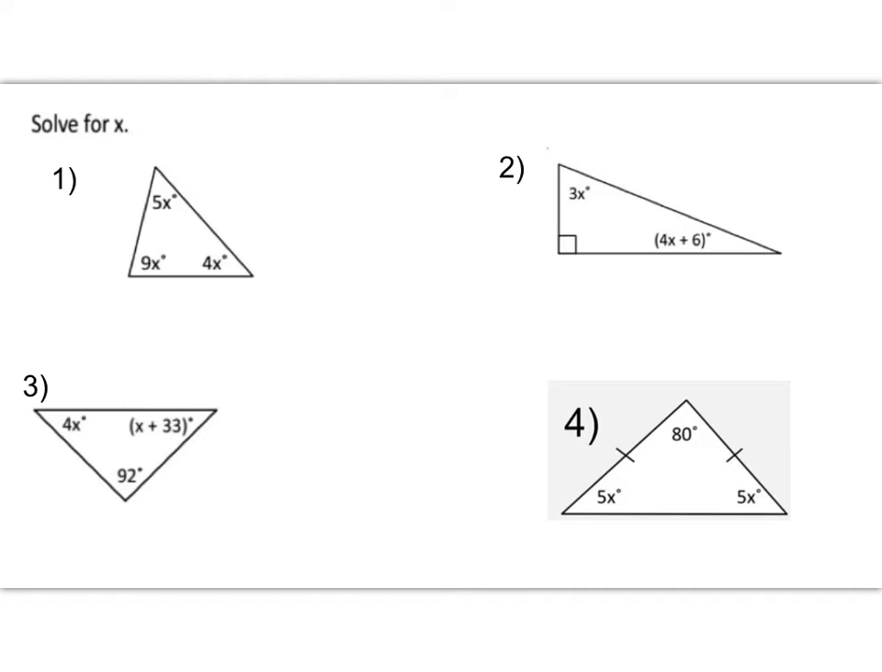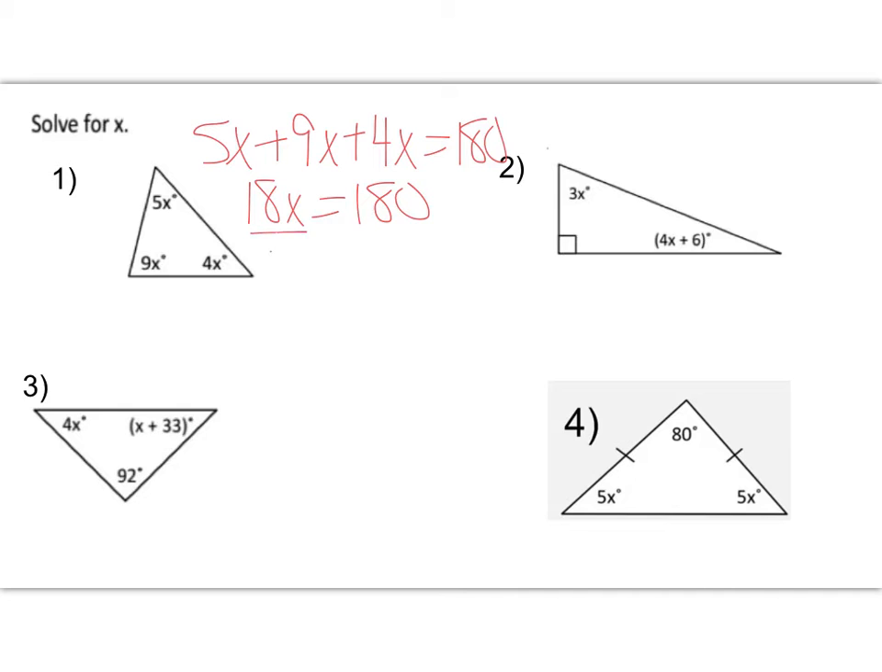So here I have a triangle who has angles of 5x, 9x, and 4x, and we need to solve for x. Well, we know that those are the three angles of the triangle, and they have to add up to 180 degrees. So 5x plus 9x plus 4x is 180 degrees. That is what? 18x equals 180 degrees. Then divide both sides by 18, and x is 10.